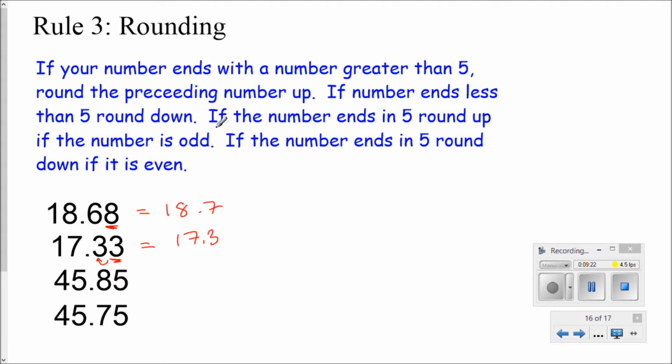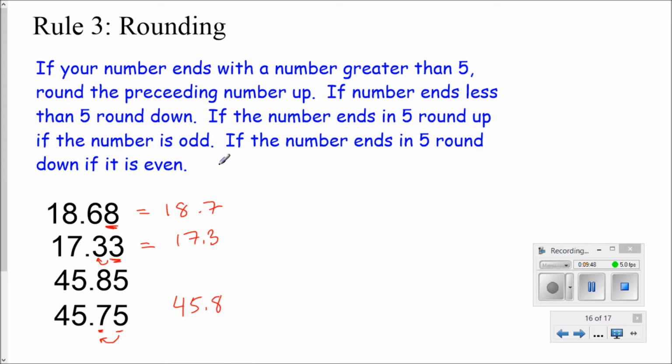Now here's where the strange thing happens. If the number ends in 5, round up if the preceding number is odd. Let's take a look at this. This here is a number that is odd. This is a 5. So what it's saying is that we are going to round up. So the answer would be 45.8.